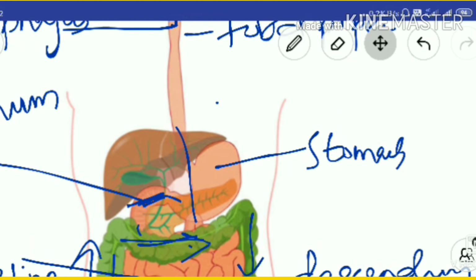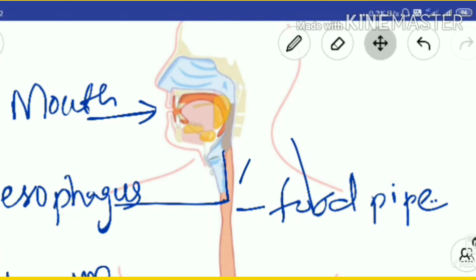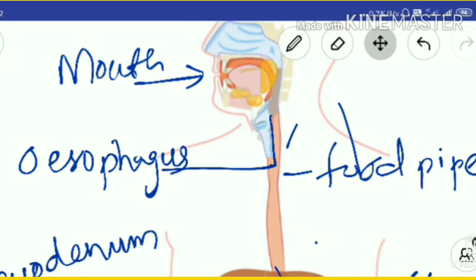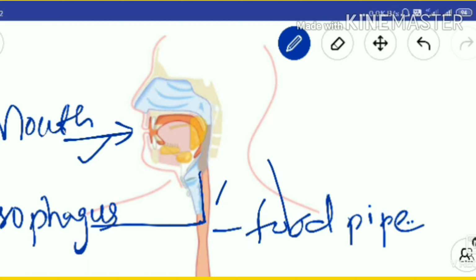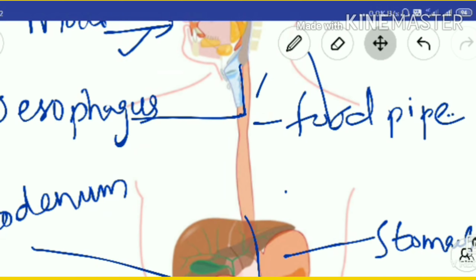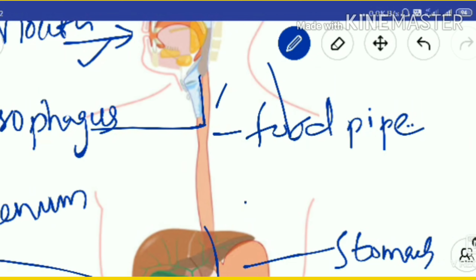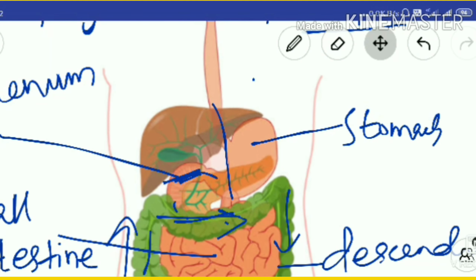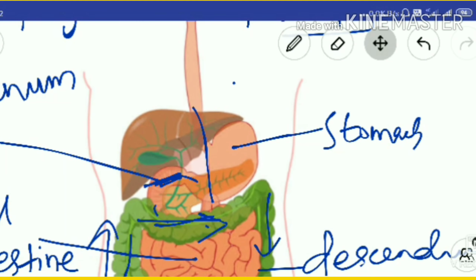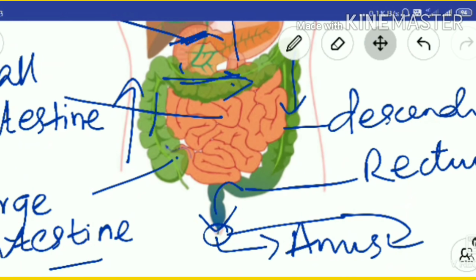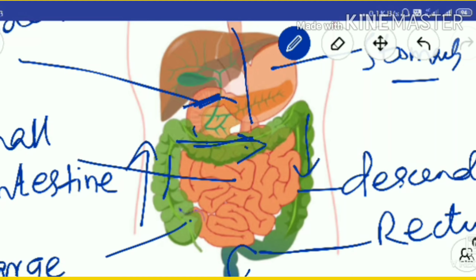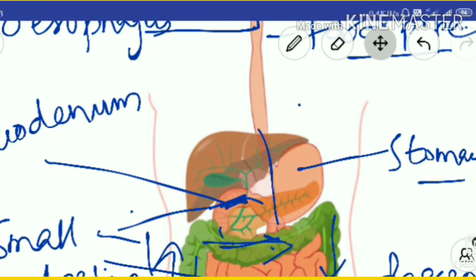So if you look at the structure, our digestive system starts from the mouth, and the mouth goes through the structure called the esophagus. Esophagus is known as the food pipe. Then the food pipe opens into a bag-like structure. You can see the stomach there. After the stomach, the small intestine starts, and the first part of the small intestine is known as the duodenum.